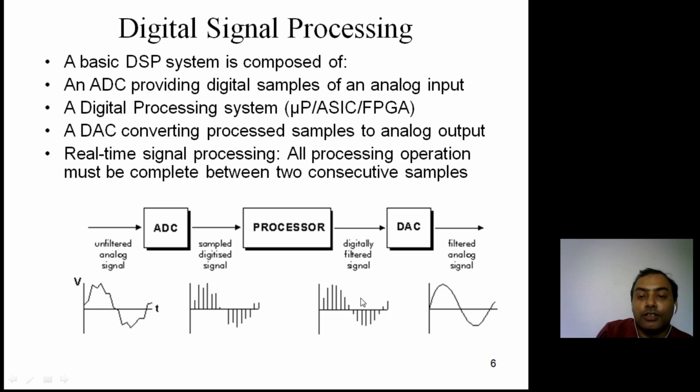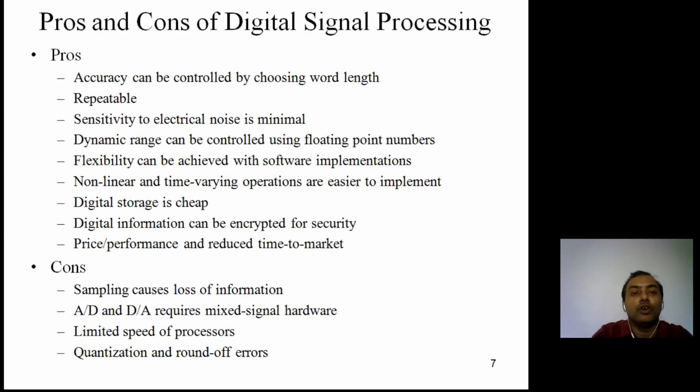But there are some pros and cons of digital signal processing. What are the pros and cons? Pros: accuracy can be controlled by choosing word length. Yes, accuracy can be controlled, like we have seen that there are limitations in accuracy. Repeatability, we can repeat. There is more benefit than analog signal processing. Digital signal processing is better in terms of repeatability.